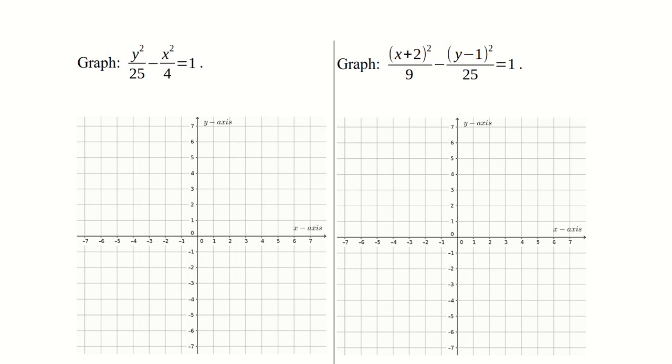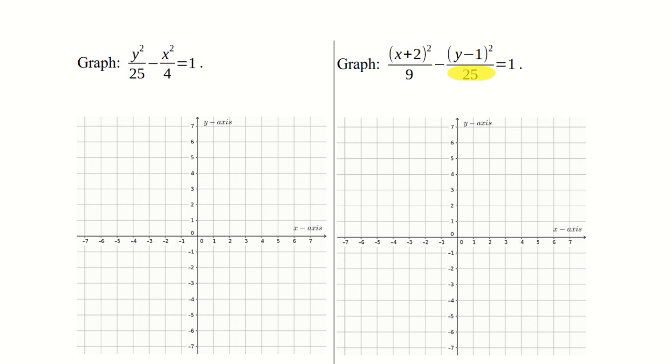Okay, so our next example, the x term is positive, and that tells us that this will have two branches in the horizontal direction, that is left and right. The h, the x-coordinate of our center, is -2. K, the y-coordinate of our center, is 1. When we look downstairs, these are in the correct order. We see the x term first. So downstairs is a 9. The square root of 9 is 3. So our horizontal offset is 3. And the vertical offset is the square root of 25, or 5.